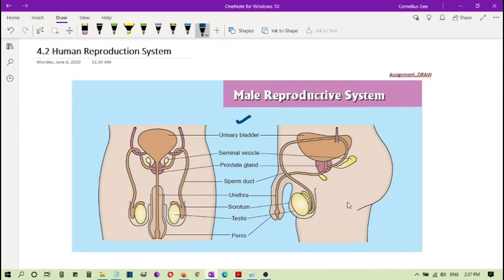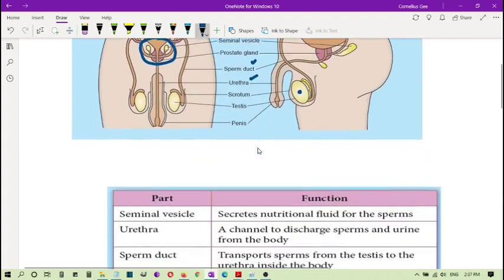So we have the testis, the point where later we see what is the use. The testis is joined to the sperm duct, and the sperm duct is joined to the urethra. At the junction here, you have these glands: the seminal glands, the prostate glands and the seminal vesicles. And of course, lastly is the urethra. This goes into the penis. Now let's look at the function of each part.